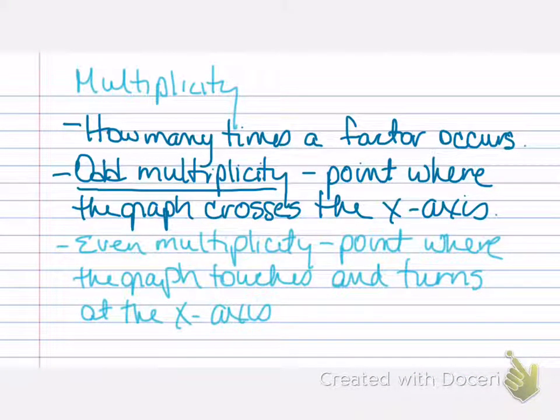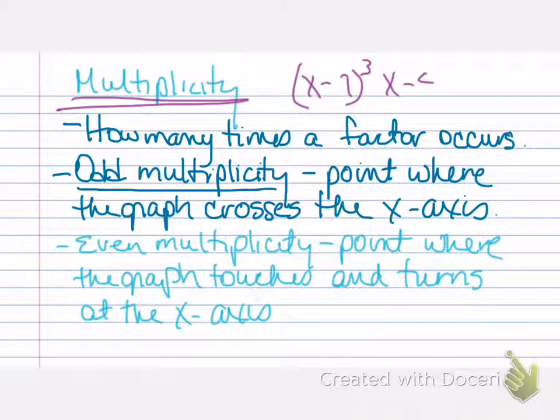Connecting the dots is not always as simple as joining dot to dot. We have to think about what is a factor's multiplicity. And the multiplicity just refers to how many times a factor occurs. If we had (x minus 7) cubed times (x minus 4) squared, we would say that x minus 7 had a multiplicity of 3 and x minus 4 had a multiplicity of 2.